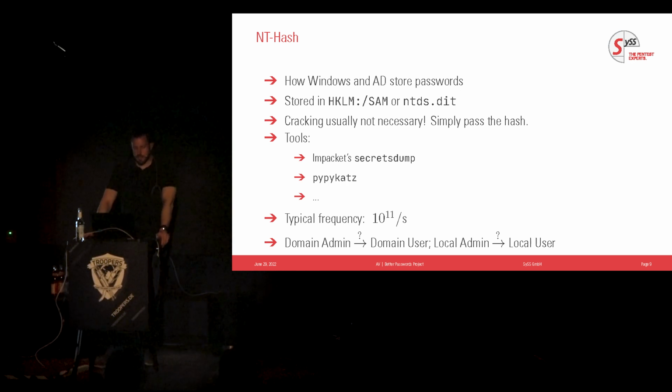Tools to get this hash are, again, either Secretsdump or Pypykatz. There's plenty of others too. And these you can crack really, really efficiently with 10^11 tries per second.